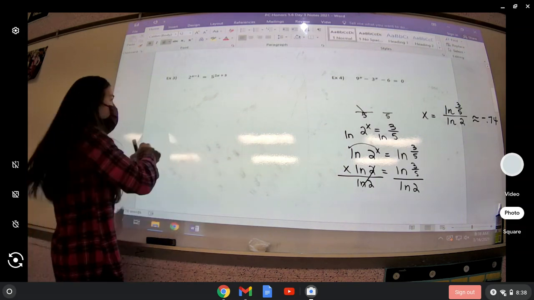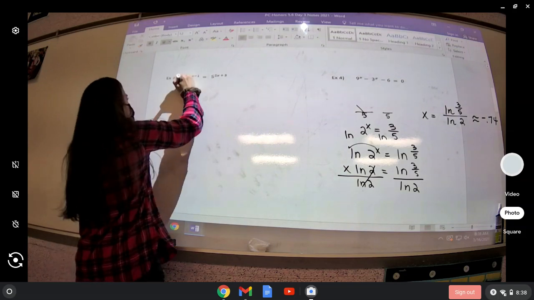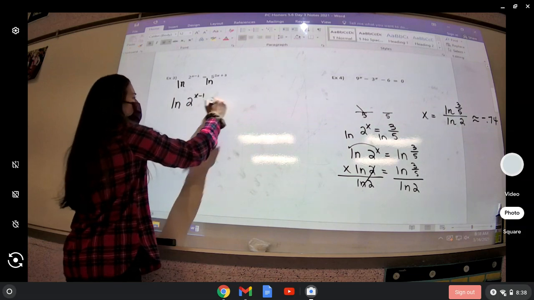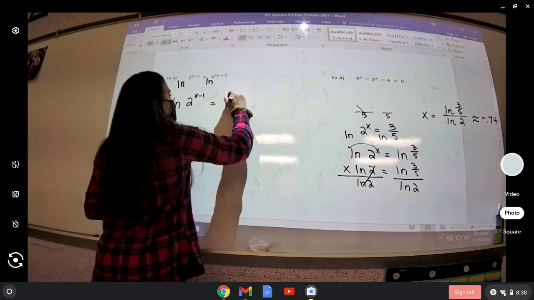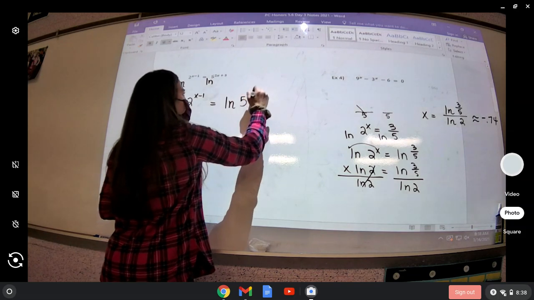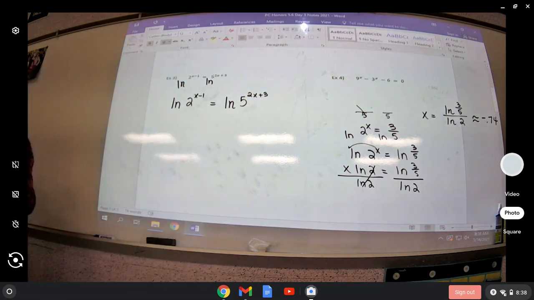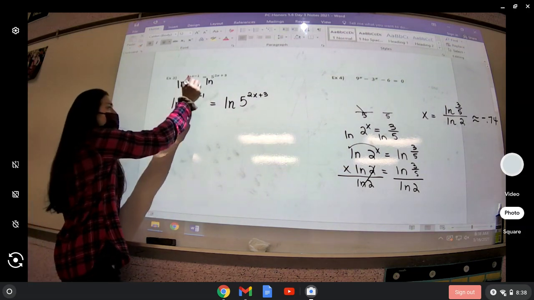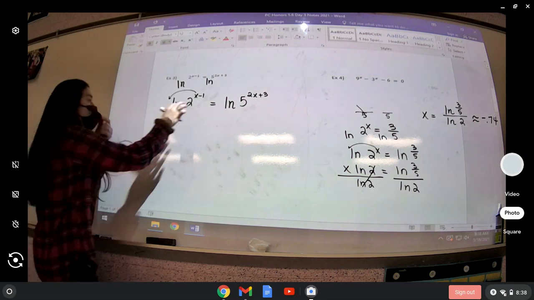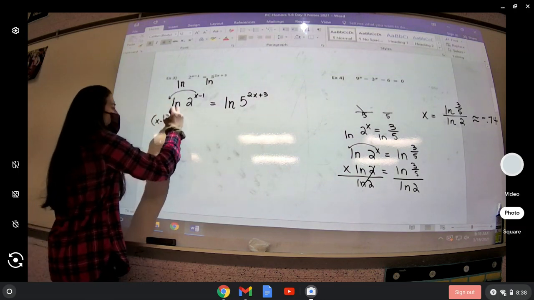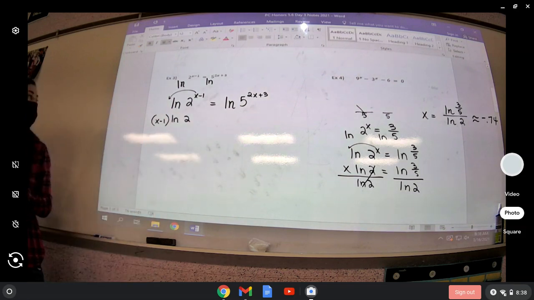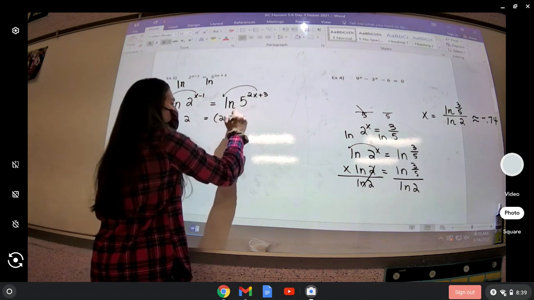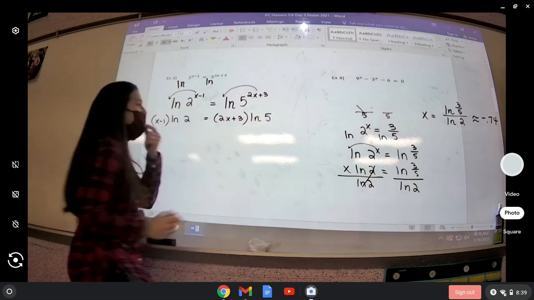I do have my bases isolated. Unfortunately, though, they are different bases. So you end up with the natural log of 2 to the x minus 1 equals the natural log of 5 to the 2x plus 3. And again, the good thing about doing this now is now I have an exponent in a log that can now drop down in front as a factor. So now you have x minus 1 times the natural log of 2. Same thing, I can drop this down, and now it becomes 2x plus 3 times the natural log of 5.